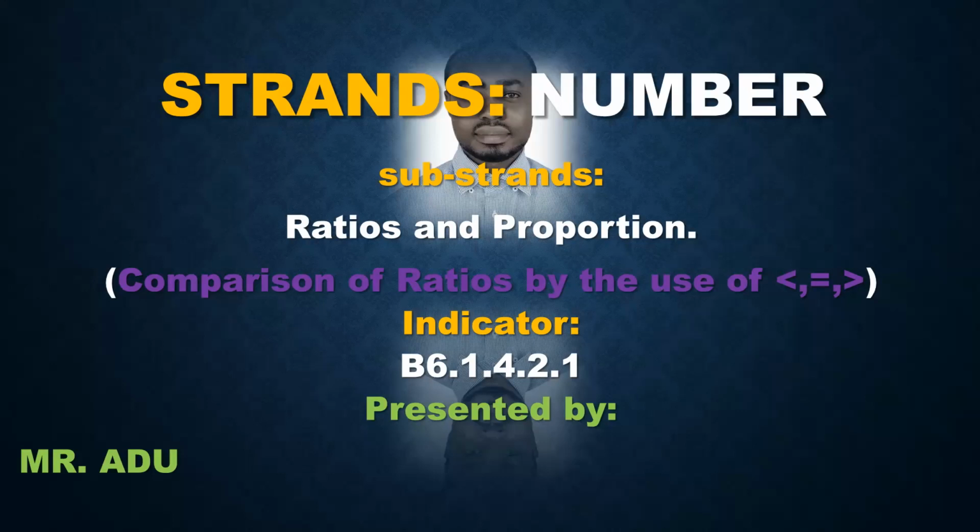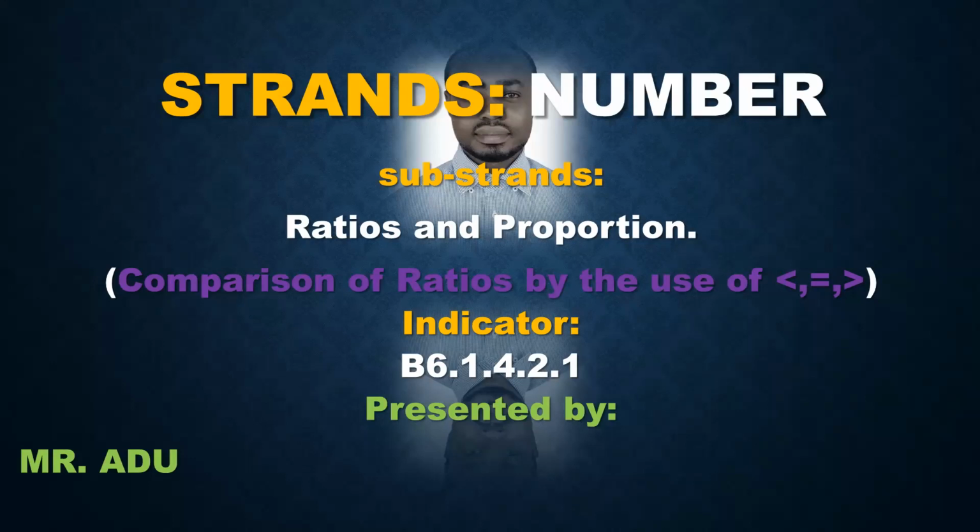Today, our strand still remains Number. Our substrand here is Ratio and Proportion. Under this ratio and proportion, we are going to talk about how to compare given ratios by using the less than, equal to, or greater than sign. Our lesson has been taken from the new curriculum for Basic 6.